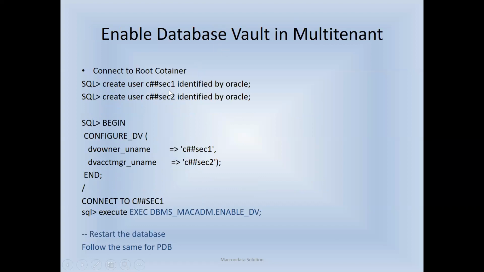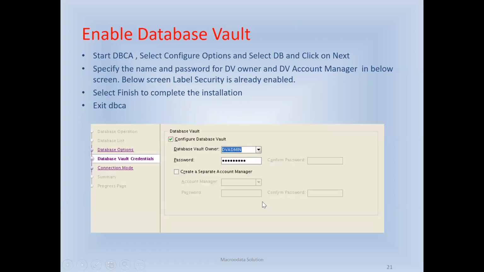You create a C## user, you configure DB, you enable DB, then you restart your database, then do the same thing for each PDB. Whatever PDB you want to enable Database Vault on, just do the same thing for each PDB.